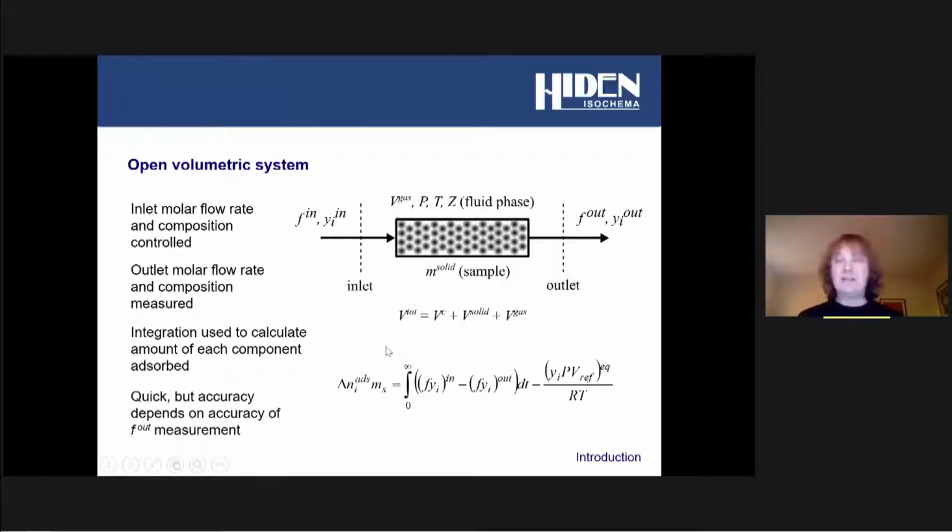Now these methods are relatively quick, but the accuracy of the measurement in terms of multi-component measurements depends crucially on the accuracy of measuring the outlet molar flow rate. You're measuring the flow rate of a gas of changing composition, and any error in that will accumulate through the integration.